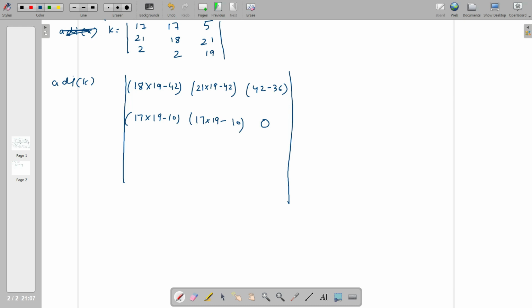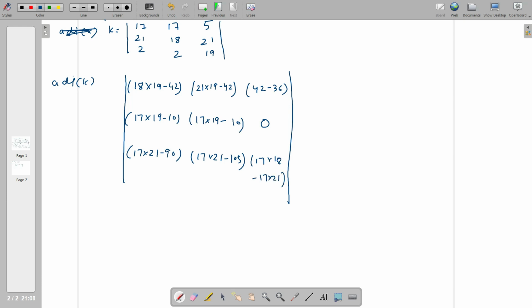Now let's calculate the cofactor for 2. Leave the first column and third row. So it will be 17 into 21 minus 18 into 5, which is 90. Similarly for this 2, second column and third row. So it is 17 into 21 minus 21 into 5, which is 105. And the last one is third row and third column. So it will be 17 into 18 minus 17 into 21.